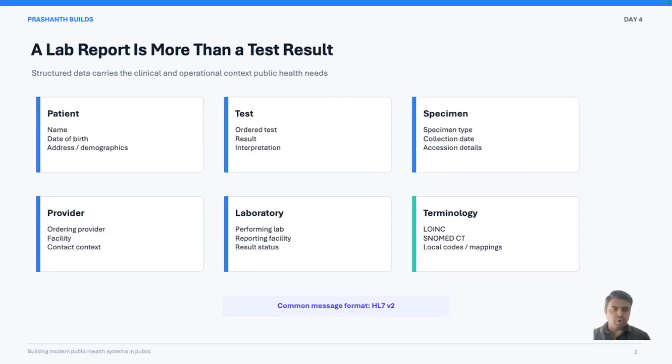So when we talk about electronic lab reporting, we're not simply talking about sending a PDF. These are structured electronic messages, commonly using the HL7 version 2 protocol. The message contains information about the patient, the test, the specimen, the ordering provider, and the performing lab itself. It also contains result standards such as LOINC, which helps identify lab tests, while terminology such as SNOMED codes can help represent results and clinical concepts. The challenge is that receiving a message is only the beginning.